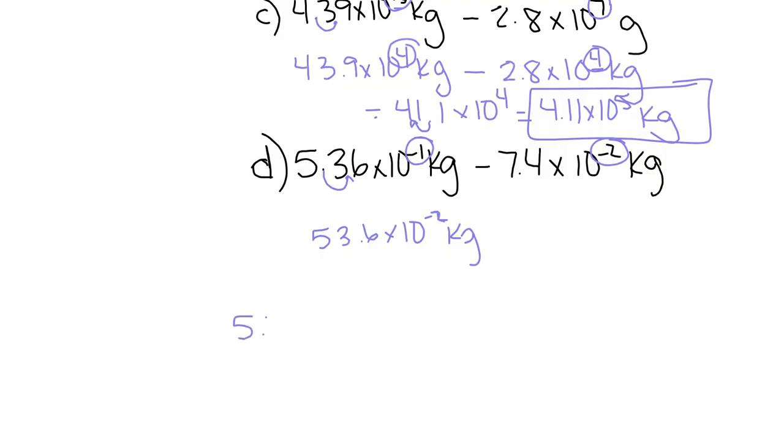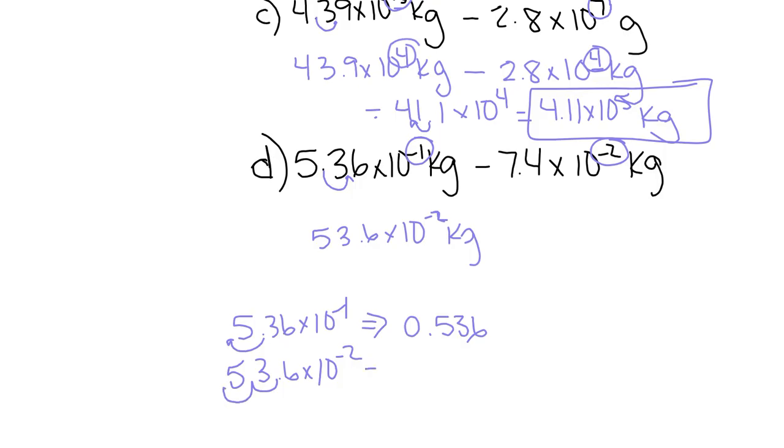Let me just show it out so you can see how these are the same, right? So we have 5.36 times 10 to the negative 1, right? That's the same as saying, we move the decimal place to the left, we have 0.536, and 53.6 times 10 to the negative 2, we move it to the right 2 spots, which gives us 0.536, right? So these are the same numbers, but we can write it different ways in scientific notation.